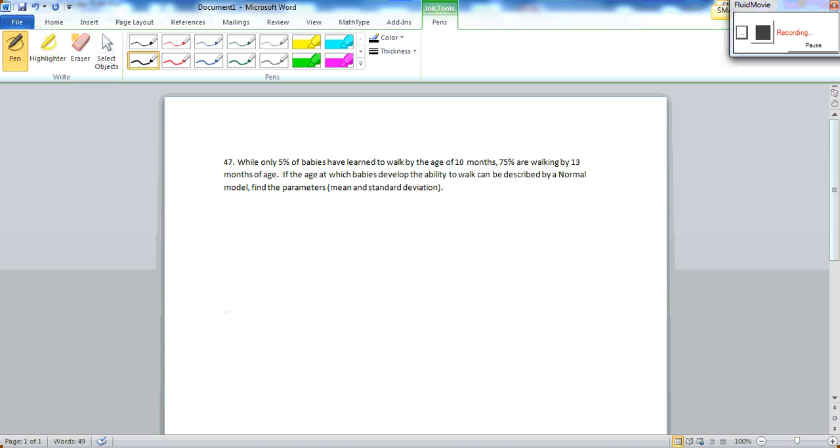So we have a normal model here. And it says only 5% of babies have learned to walk by the age of 10 months. This 10 months tells us the units that are going to be on our horizontal axis. So we have months. So it says 5% have learned by 10 months. So we know we have the mean here. We don't know what the mean is yet, but we know that it's right here on the normal curve.